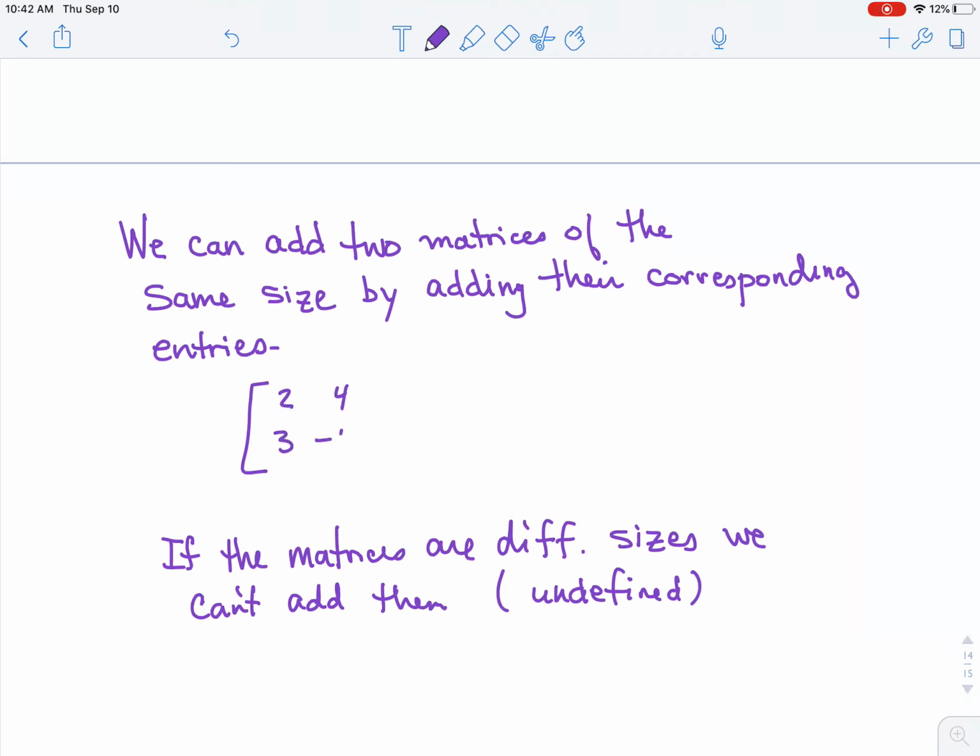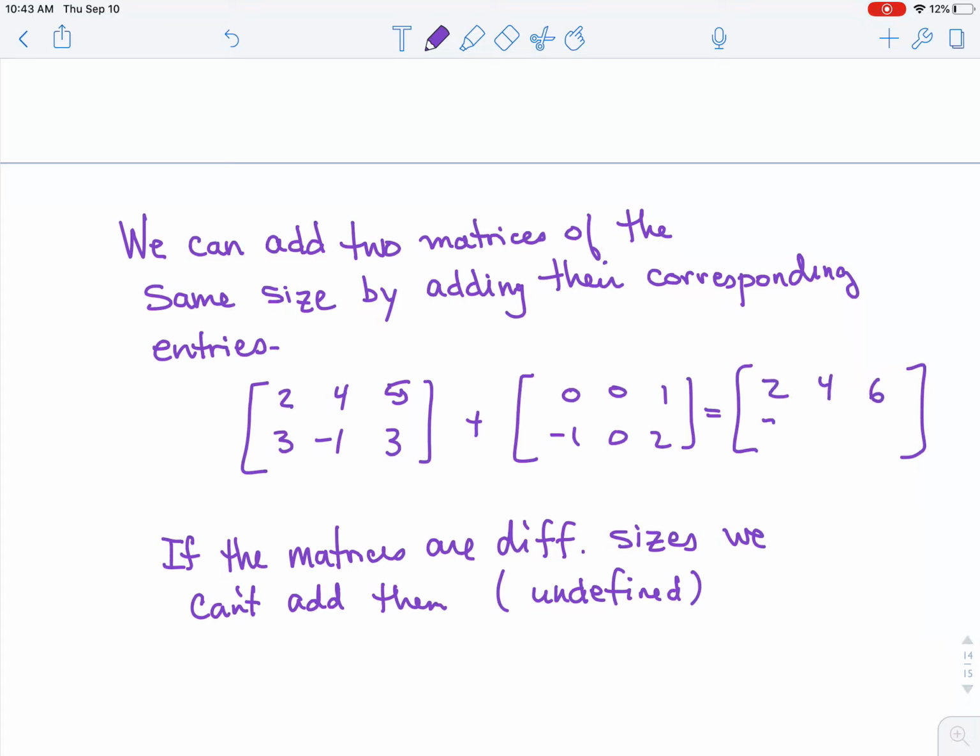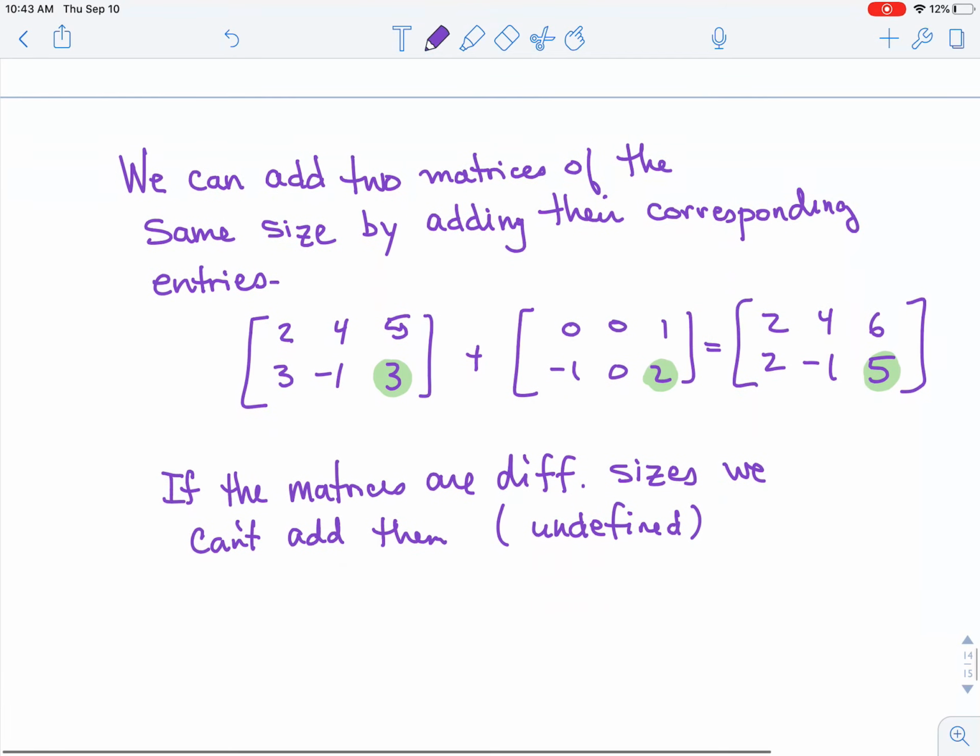So if I had a matrix like 2, 3, 4, negative 1, and maybe let's make it have an extra column, and I want to add that to this matrix, I can do that. I'm just going to add up all the entries. So I'm going to get 2, 4, 6, 2, negative 1, and 5. I just took, for instance, this last entry, I did 3 plus 2, and I got 5. Okay? So adding is pretty reasonable.